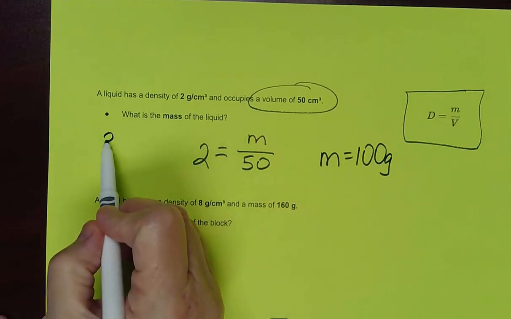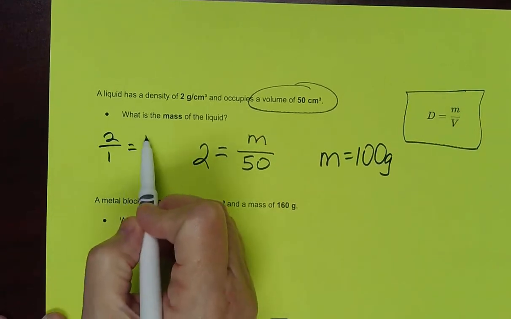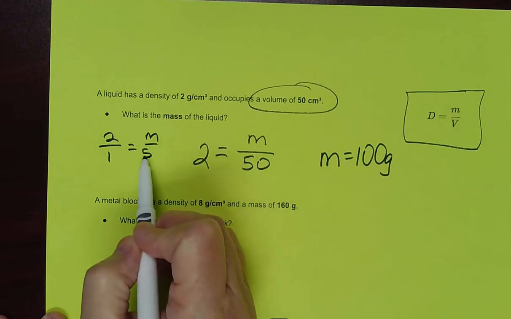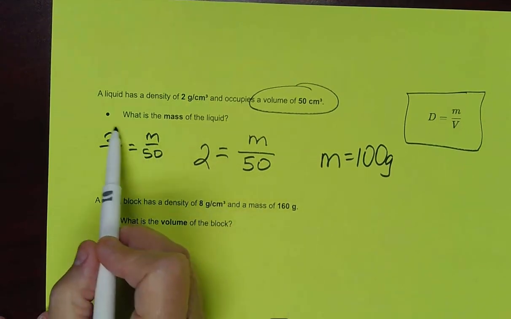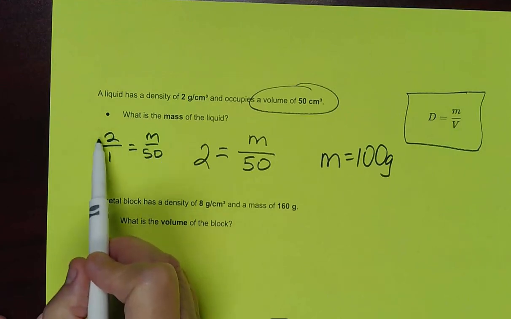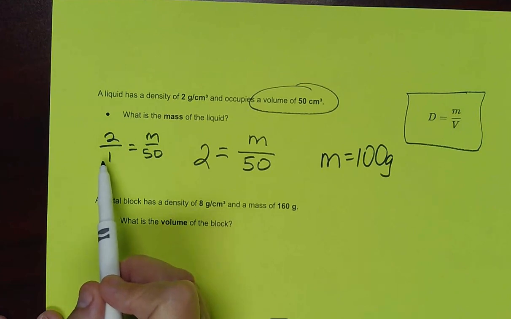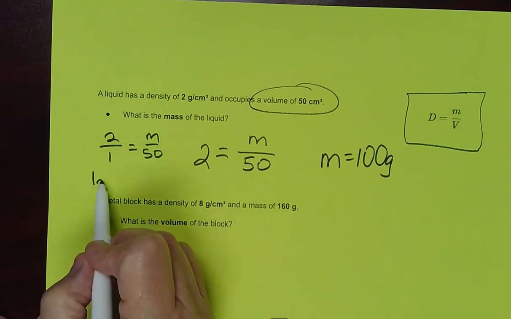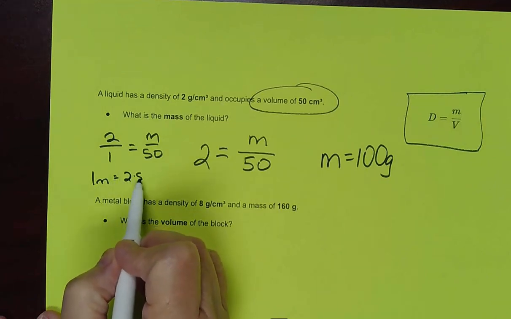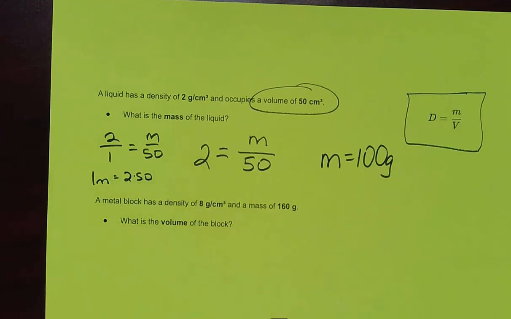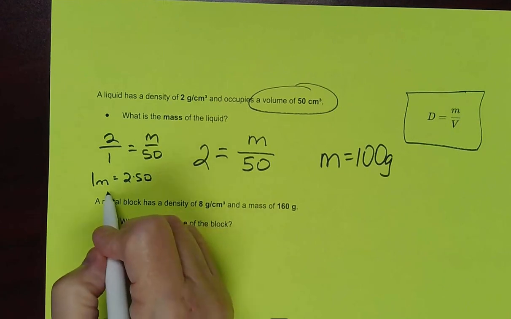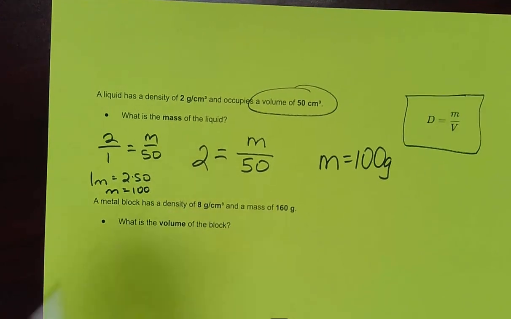But to solve this, you can think of it in terms of a proportion and think 2 times 50. If you do the cross multiply and divide, 2 times 50 is 100. And 100 divided by 1, we'd get 1 m equals 2 times 50 when we solve it. But mass equals 100 once again.